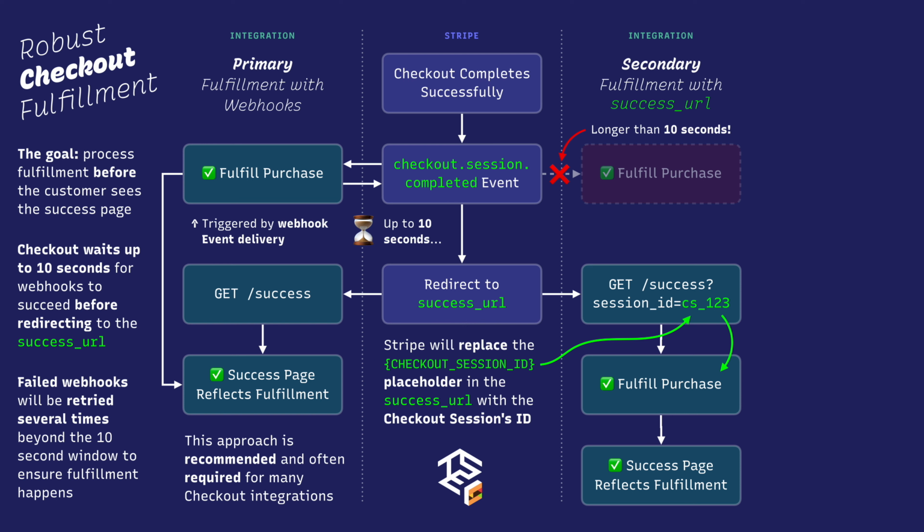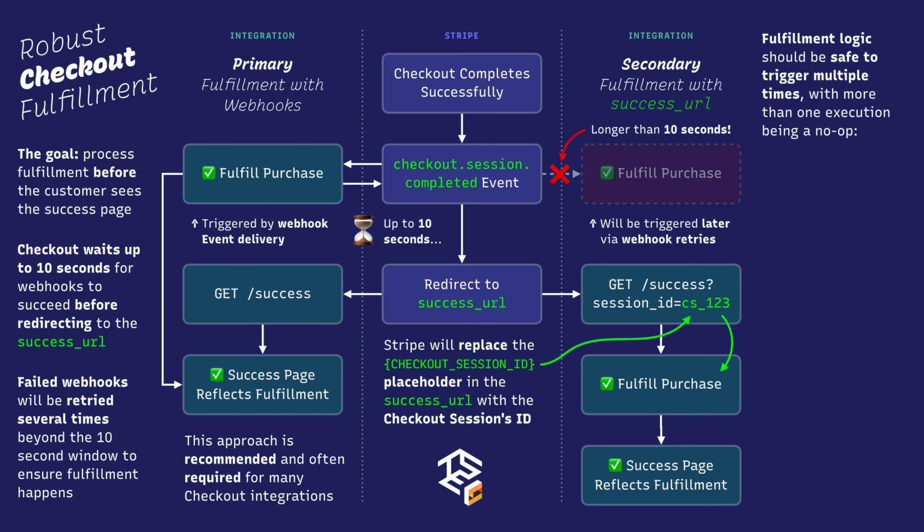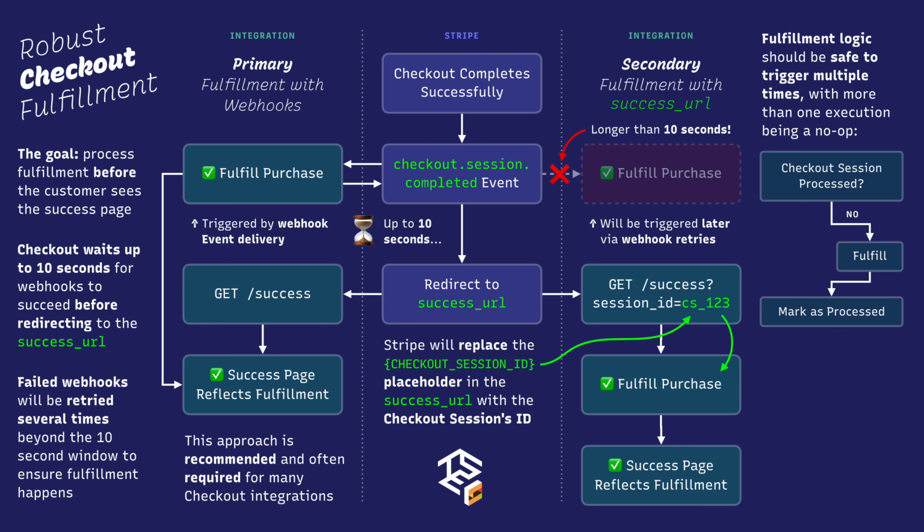Once when the redirect happens, and again later when the webhook retries eventually succeed. Thus, it's important to make fulfillment logic safe to trigger multiple times, with more than one execution being a no-op. The fulfillment logic should start with a check to see if the checkout session has been processed or not. If it hasn't, the payment should be fulfilled, and then the checkout session should be marked as processed. The next time this logic is executed with the same checkout session, the initial check will see that the checkout session was already processed, resulting in a no-op.